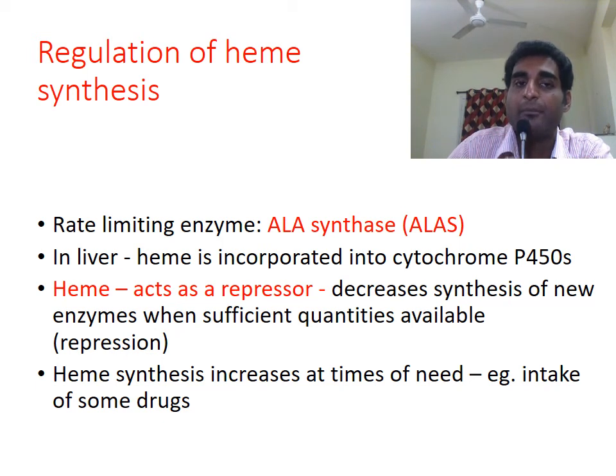In liver, the major use of heme produced here is to be incorporated into cytochrome P450s, which are enzymes involved in metabolism of drugs. Here, heme acts as a repressor, that is, it decreases the synthesis of new enzymes. On the other hand, heme synthesis can increase with intake of certain drugs with use of the cytochrome P450s.